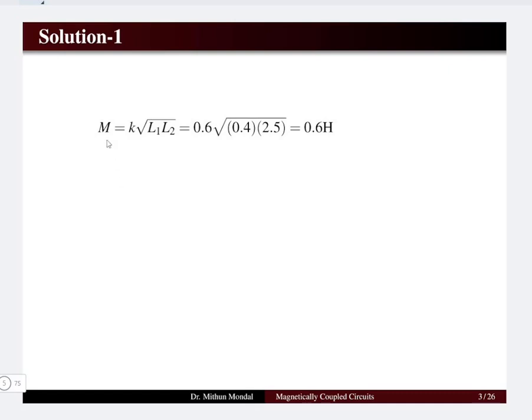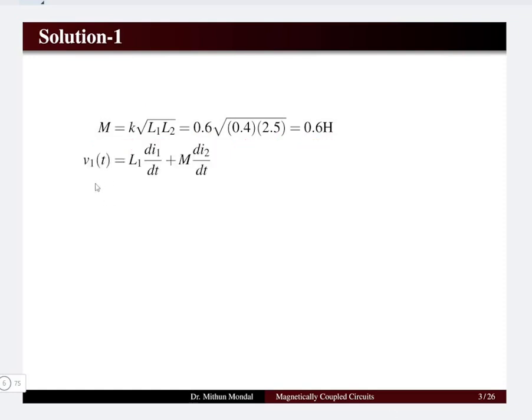First, we are going to determine the mutual inductance, which is given by K, the coefficient of coupling, times the square root, or geometric mean, of L1 multiplied by L2, that is, the self-inductances of the primary and secondary networks. The coefficient of coupling is 0.6 and the self-inductances are 0.4 and 2.5 respectively, which gives us 0.6 Henry as the value of mutual inductance.